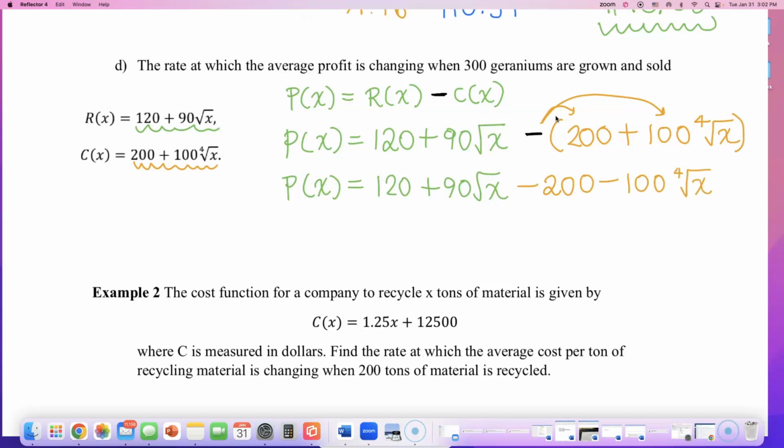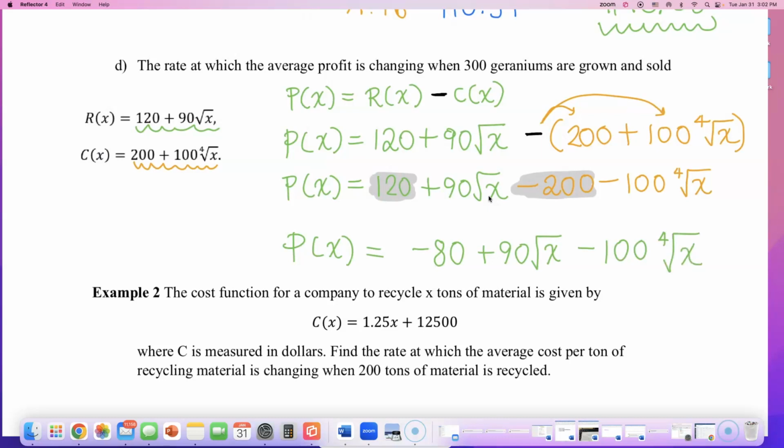I notice that we have constants, 120 and negative 200. So the profit function is going to be negative 80, right? If you add those gray highlighted numbers together, that's going to be negative 80. And I just have to bring down this plus 90 square root of x, and then this minus 100 times 4th root of x. Now, this is the profit function.